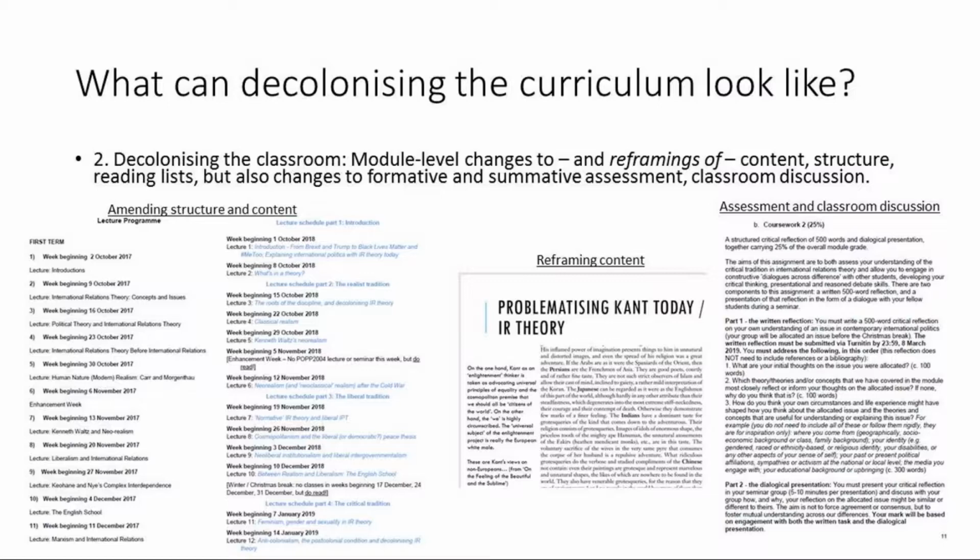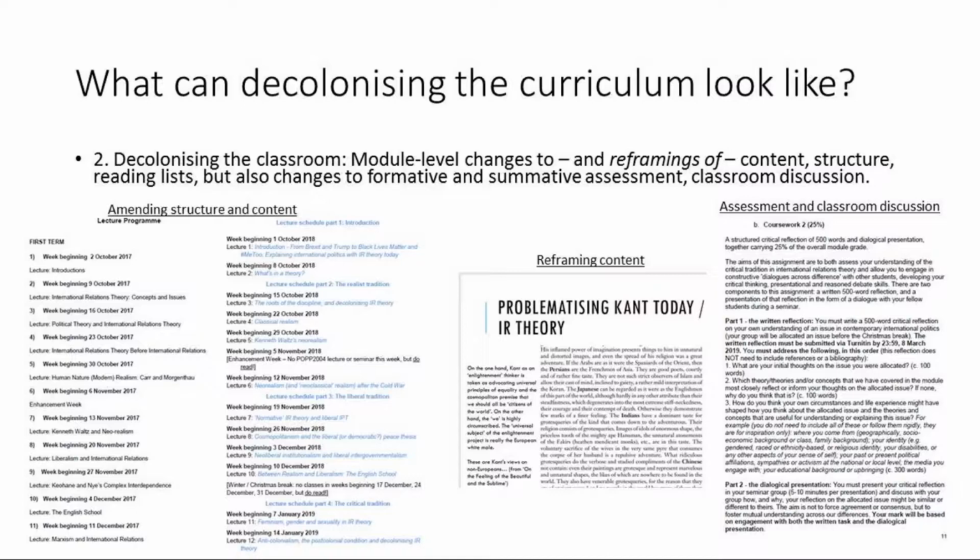Students were required to write a 500-word, non-academic critical reflection, as in they didn't need to abide by academic writing standards, they didn't need to use references. It was quite personal, on an issue that they were allocated. Half the students were allocated the issue of the election of Donald Trump and its implications for international politics, and the other half were allocated the issue of Brexit and its implications for international politics.